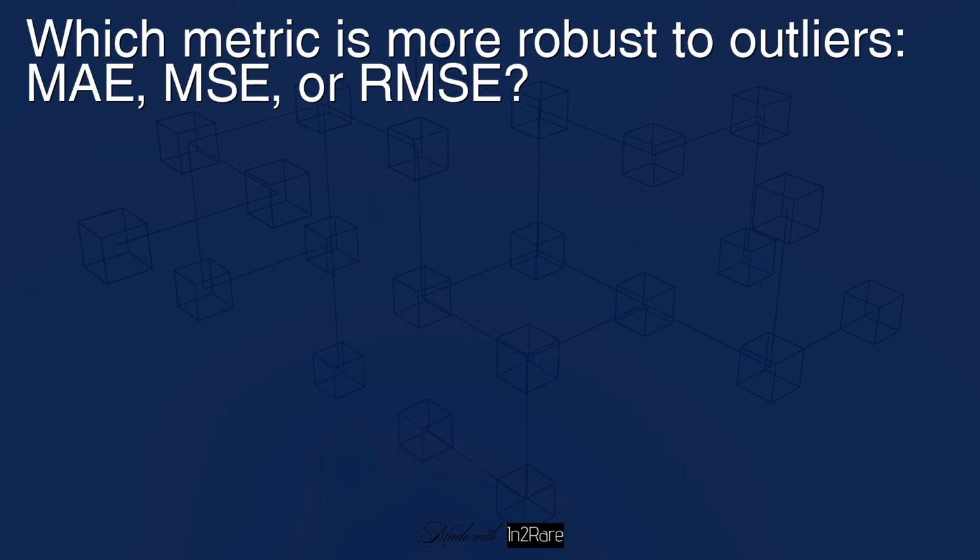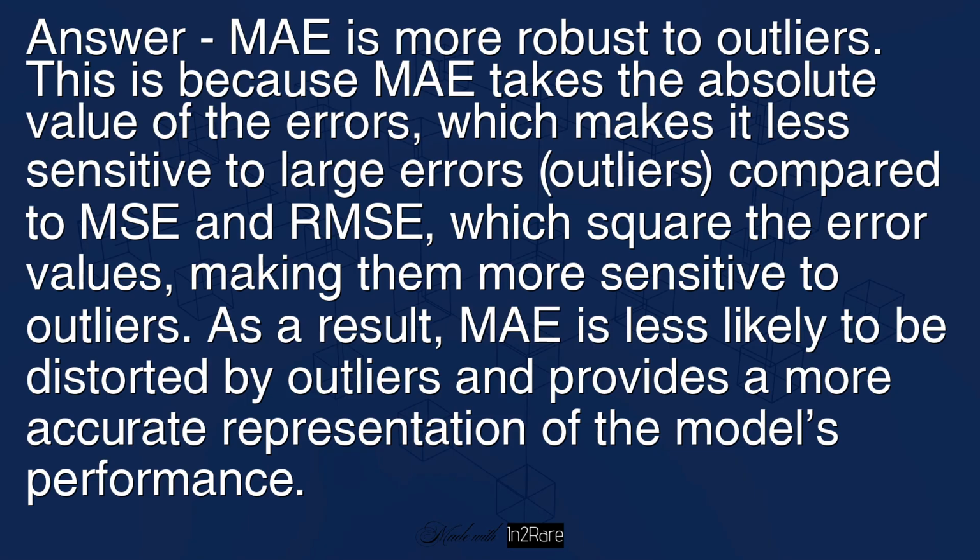Which metric is more robust to outliers, MSE or RMSE? Answer: MAE is more robust to outliers. This is because MAE takes the absolute value of the errors, which makes it less sensitive to large-error outliers compared to MSE and RMSE, which square the error values, making them more sensitive to outliers. As a result, MAE is less likely to be distorted by outliers and provides a more accurate representation of the model's performance.